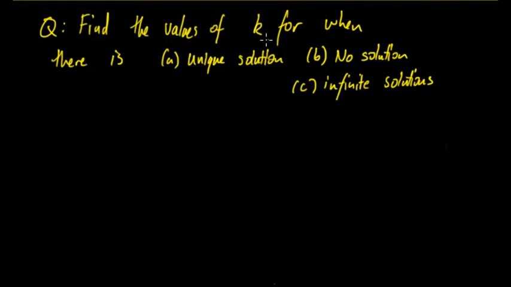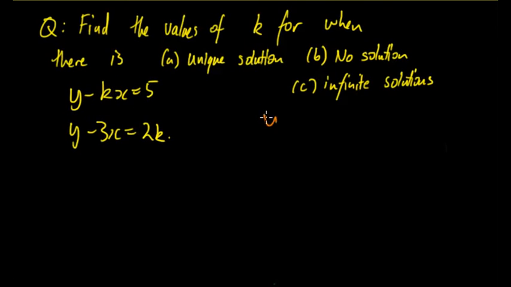So here we have: find the values of k for when there is a unique solution, no solution, and infinitely many solutions. This is with the simultaneous equations y minus kx is equal to 5 and y minus 3x is equal to 2k. Now this method is a bit easier, because to change into the form y equals mx plus c if we're doing the other method. However, sometimes if it's automatically in this form, it's easier to do the matrix method, as changing it over sometimes gives fractions and can get a bit complicated. We don't need to worry about that at the moment.